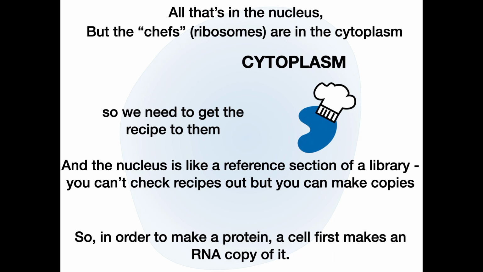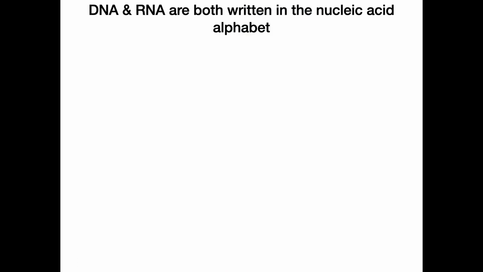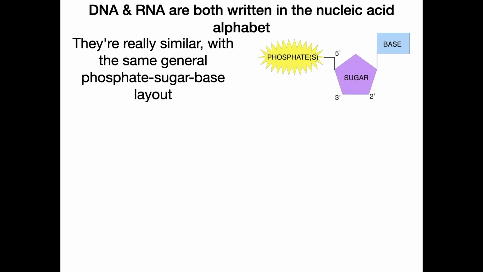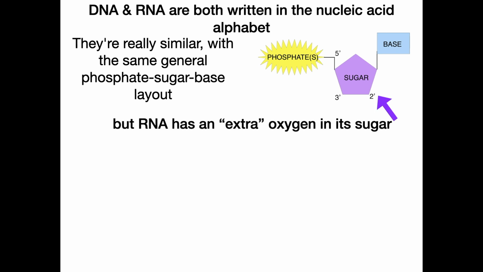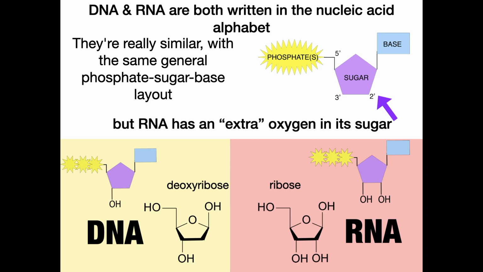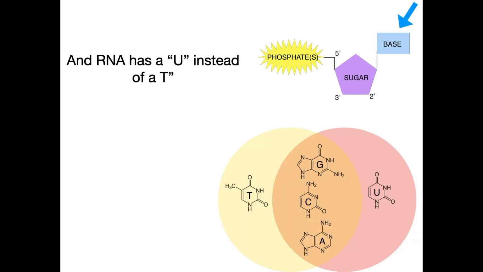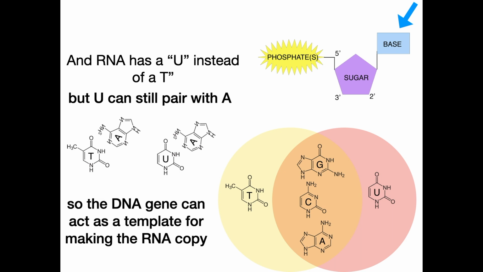So in order to make a protein, a cell first makes a copy, and it makes this copy in RNA instead of DNA. RNA and DNA are both very similar. They're both written in nucleic acid alphabet, so they have that same general phosphate, sugar, base layout, but RNA has an extra oxygen in its sugar. So it's ribonucleic acid instead of deoxyribonucleic acid. And RNA has a U instead of a T, but it can still base pair with A. So just as one DNA strand could act as a template for another DNA strand, a DNA strand gene can act as a template for making the RNA copy.